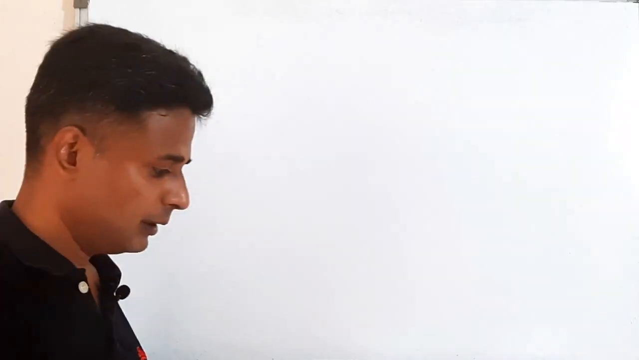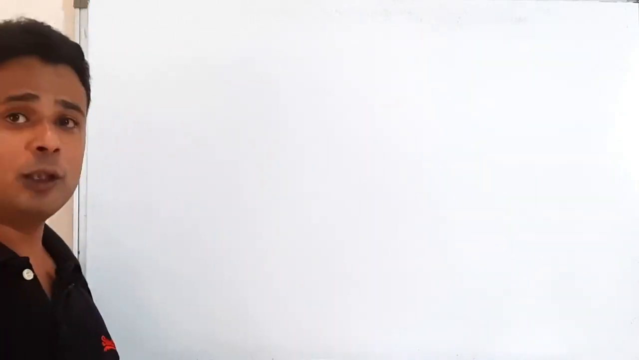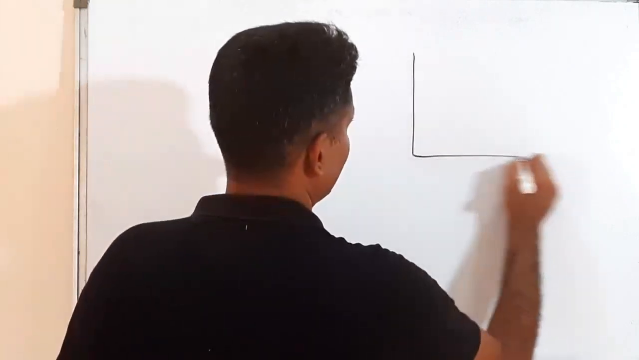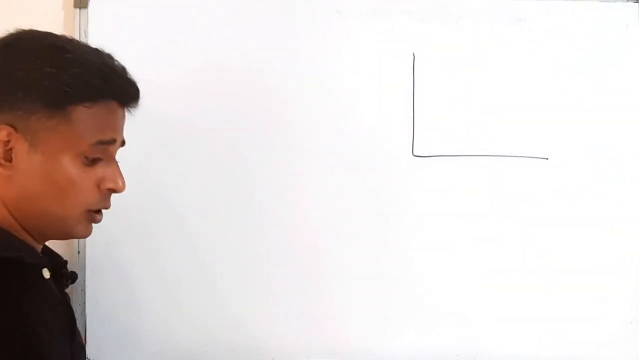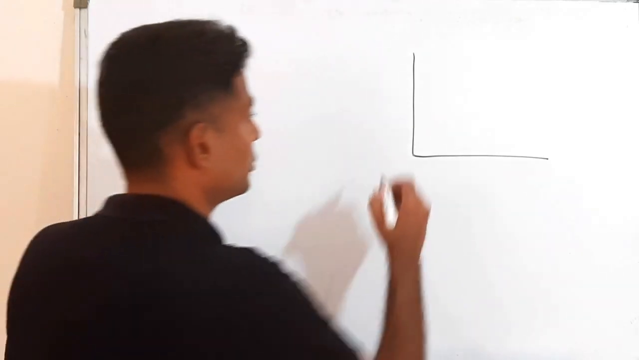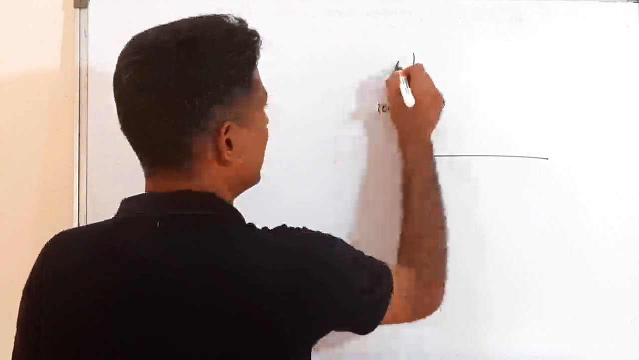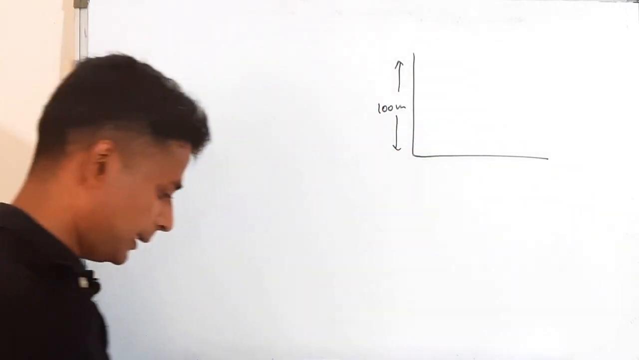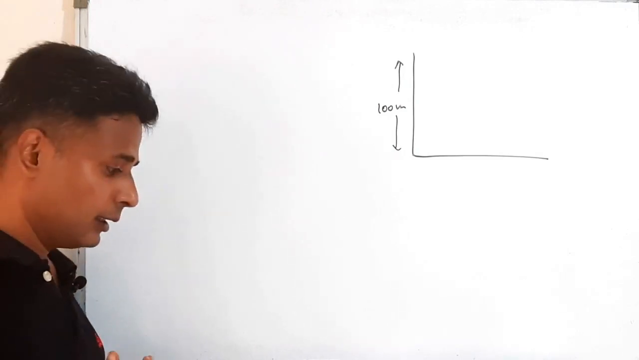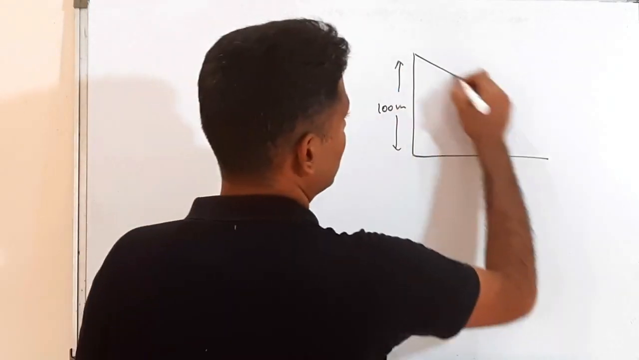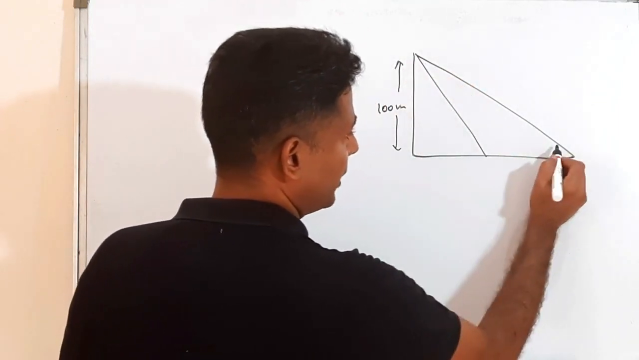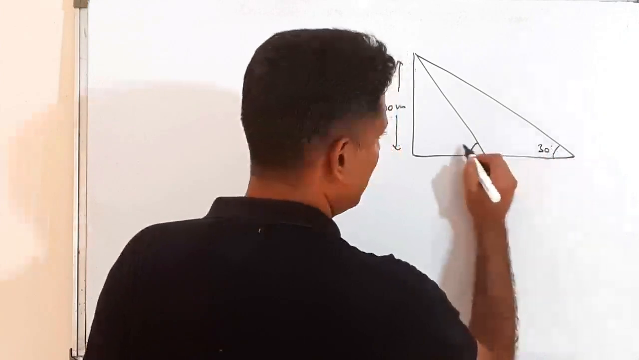The ninth question, guys: as observed from the top of a lighthouse. So there is a lighthouse and there must be the sea. As observed from the top of a lighthouse 100 meters high above sea level, so this is 100 meters above sea level, the angle of depression of a ship sailing directly towards it changes from 30 to 60. So it is sailing towards it. Let's say it was here initially, it has come here.